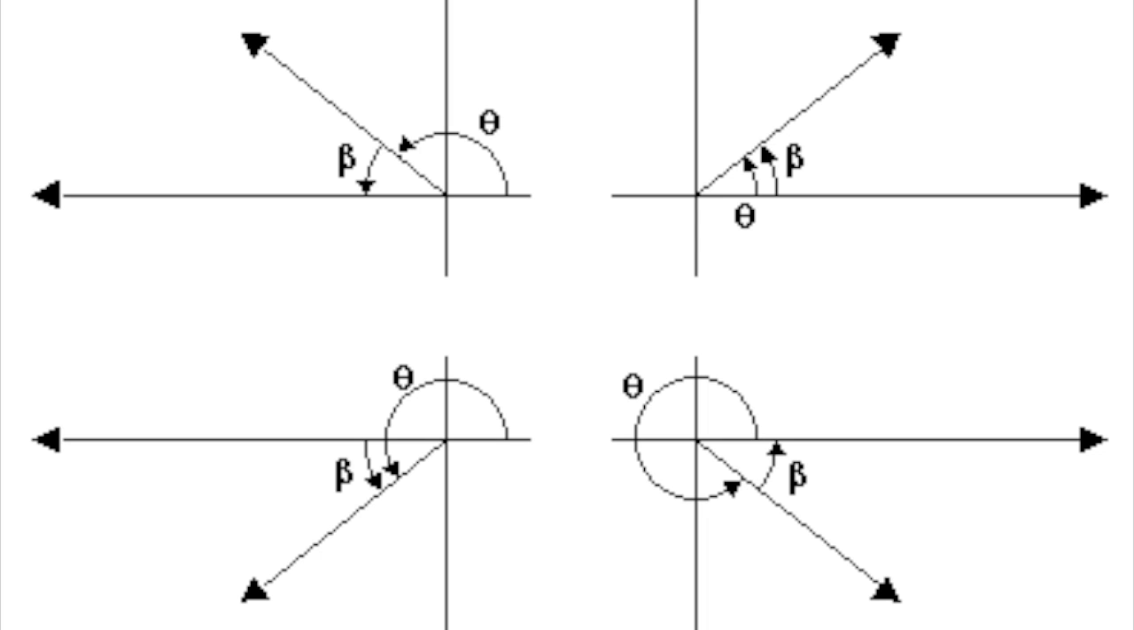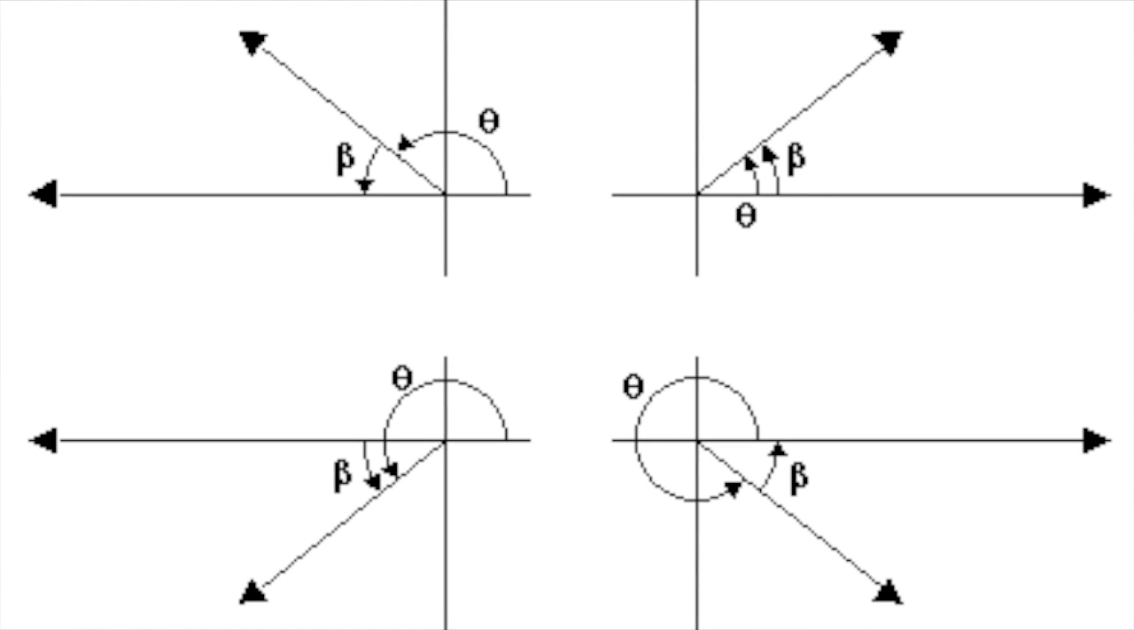I'll start with the dictionary definition of a reference angle. A reference angle is also known as theta prime. Theta prime is defined as the acute angle formed by the terminal side of theta and the horizontal axis.